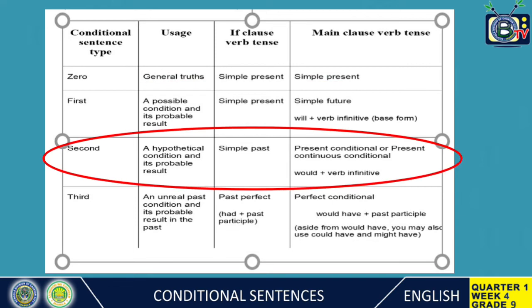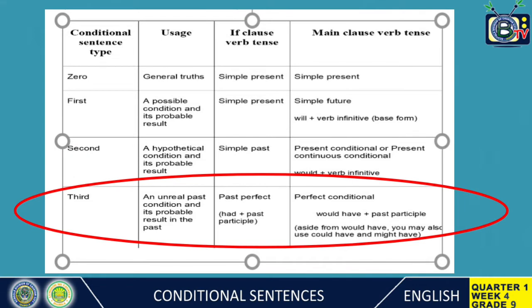We also have the second conditionals. The second conditionals is used to express a hypothetical condition and its probable result. For the if clause, the verb tense is in the simple past. And in the main clause, the verb tense is in the present conditional or present continuous conditional: would plus verb in its infinitive form or base form.